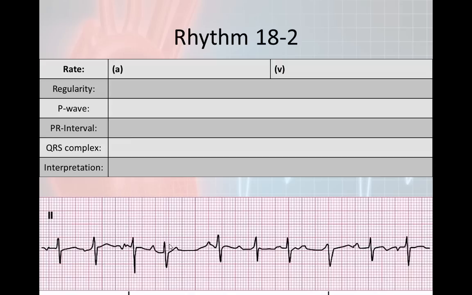So first thing we want to do is get our atrial rate. So we're going to start right here. 300, 150, 100. So that's a little bit faster than 100. 300, 150, 100, right about 100. 300, 150, 100, way faster than 100. So let's just for fun say 130 beats per minute. Regularity, it looks to be irregular.